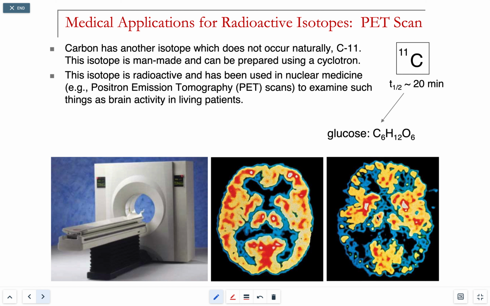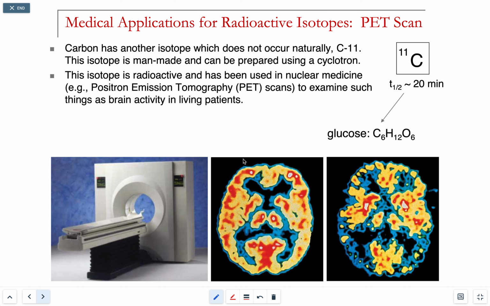And here we can see the brain of an Alzheimer's patient. So you can see the blue and black. Blue means very little activity, black means pretty much none. So you can see that there's quite a bit of the brain here that's not working very well, presumably because amyloid plaques have formed.